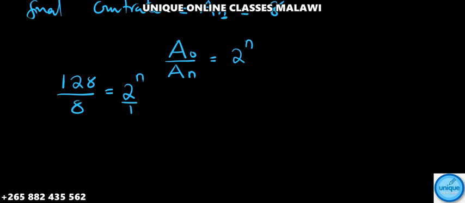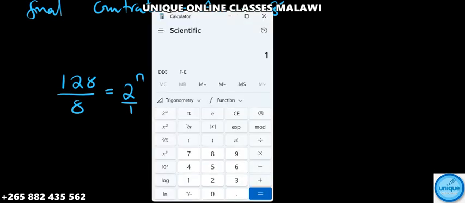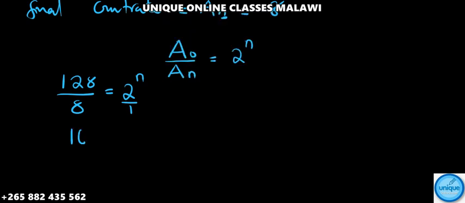So according to my calculator here, if we divide 128 divided by 8, the answer is 16. So we can have 16 is equal to 2 raised to the power n, and we should write 16 in terms of base 2.